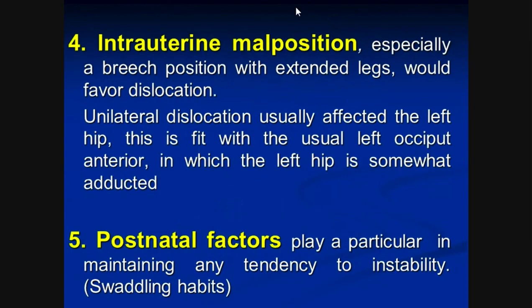Intrauterine malposition, especially breech presentation or twin babies, may be affected by DDH. Unilateral dislocation usually affects the left hip mainly. And this fits with the usual position of the baby inside the uterus. It is left occiput anterior, so it is liable to dislocation. Postnatal factors may play an important role in DDH, like a bad habit called the swaddling habit, and this will increase the possibility of DDH.